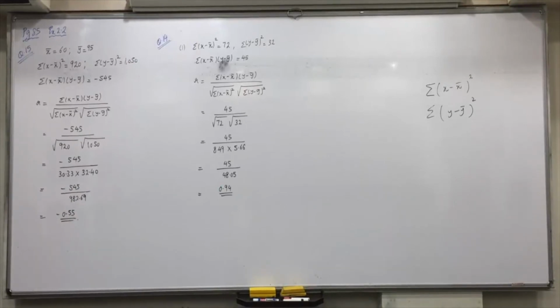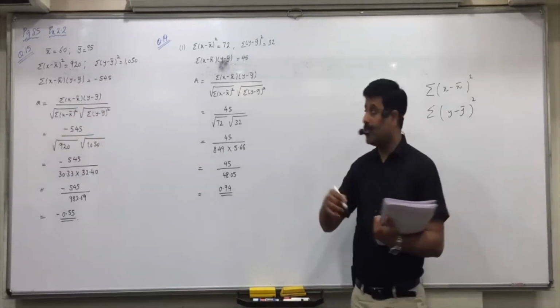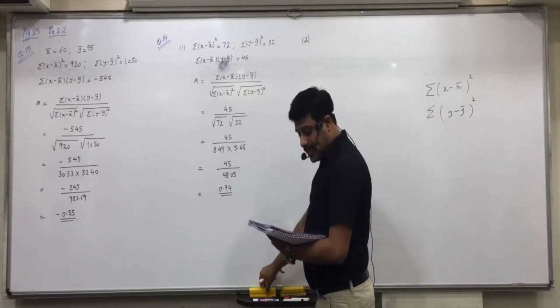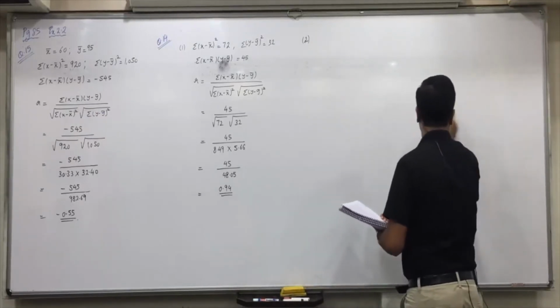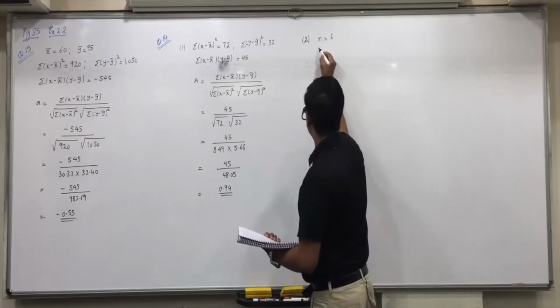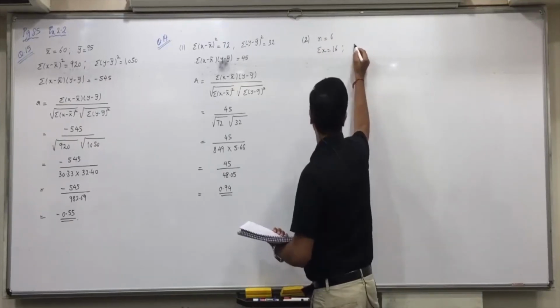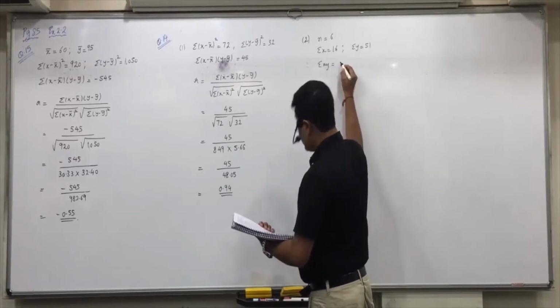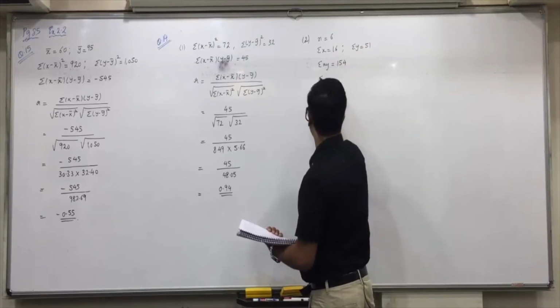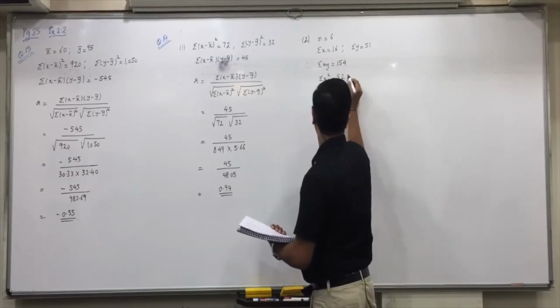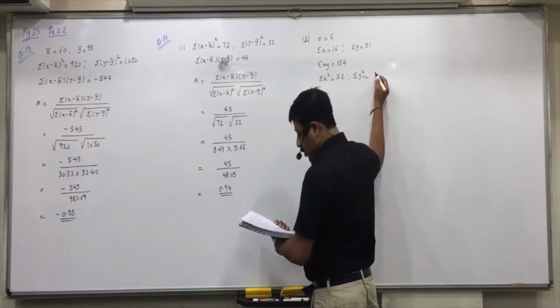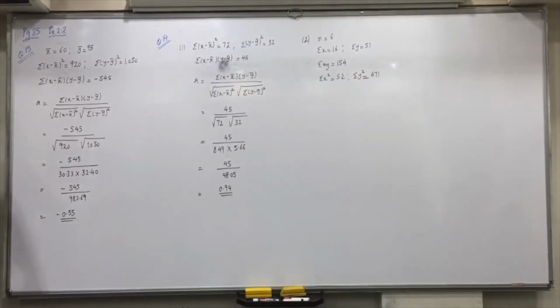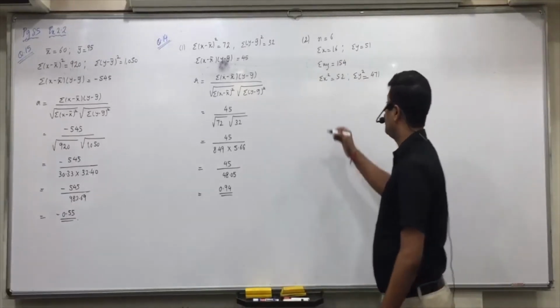Look at sub question 2. Tell me which formula will be used. Raise your hand. Which formula will be used? Baiju. Fourth formula which we practiced yesterday. All of you write down the information given. N is equal to 6. Sigma x equals 16. Sigma y equals 51. Sigma xy is equal to 154. Sigma x square is equal to 52. And sigma y square is equal to 471. Did everyone write this? So what is the fourth formula?